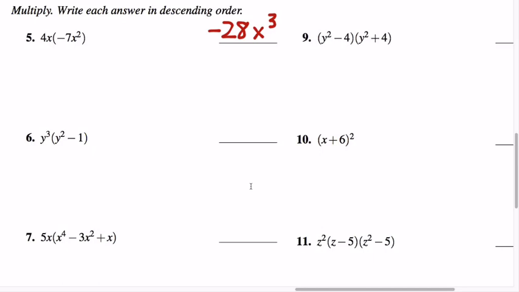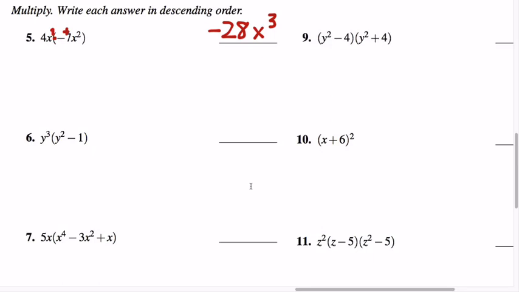Negative 28 because it's 4 times negative 7. Multiply the coefficients. X to the power 3 because why? Adding the exponents. And this first factor here has a hidden exponent of 1. So 1 plus 2. And we're adding exponents because we're multiplying these monomials together. Right? Multiplication of monomials turns into addition of exponents.